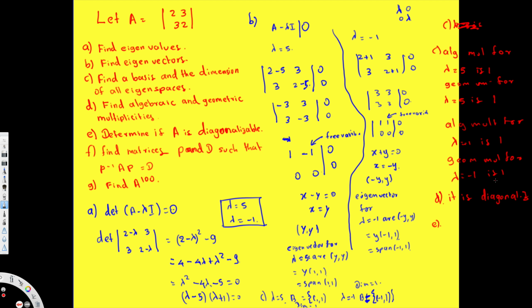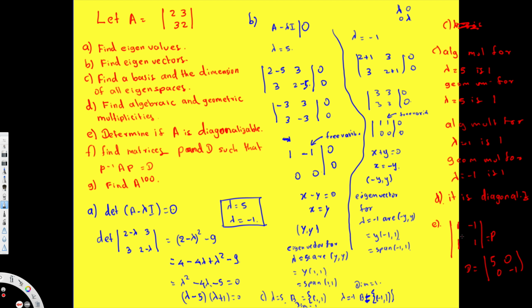What we have to do is we just arrange the bases in a column. For example, lambda is equal to 5, the basis is 1 1, so I arrange this in a column. It's going to be 1 1, and lambda is equal to minus 1, I arrange this in a column. It's going to be minus 1 1. So this is going to be my P. If this is P, then D should be 5 0 0 minus 1.